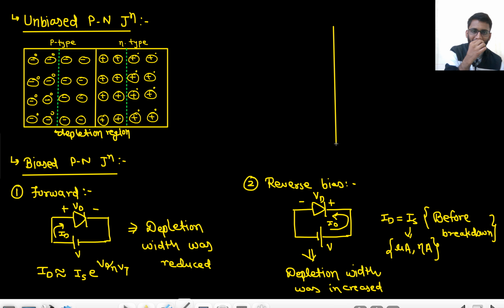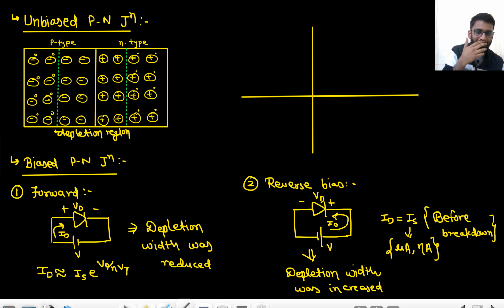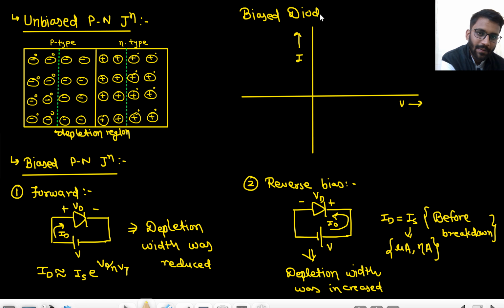And you can remember the IV characteristics as well. This was your I, this was your V, for the biased diode. What was happening? Initially the current was 0, then after a point the current rises exponentially, right? This is forward biased.